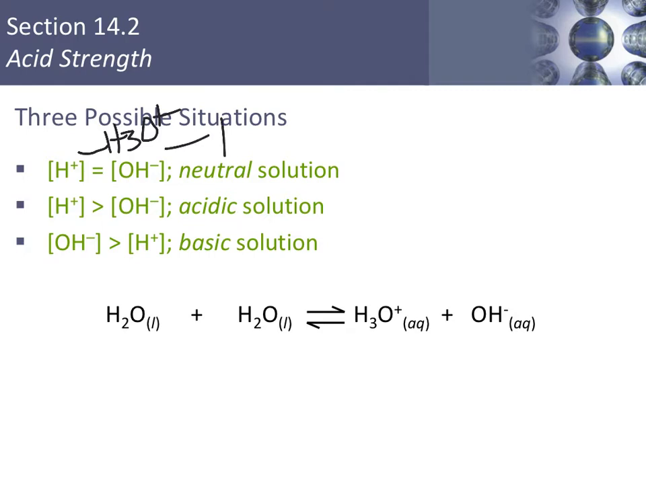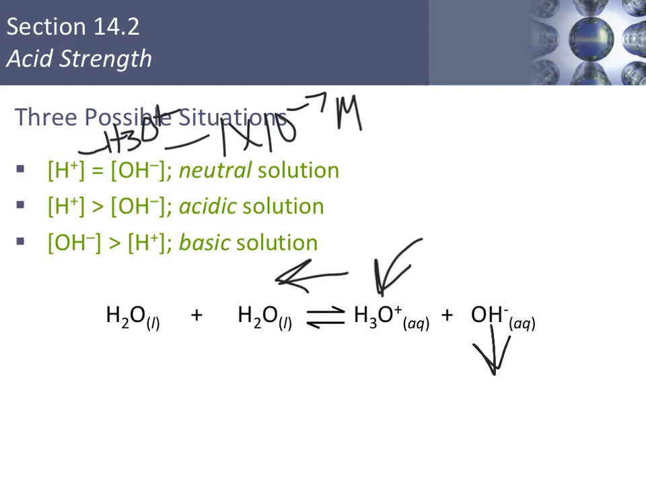That concentration is 1 times 10 to the negative 7th molar at 25 degrees Celsius. If you add an acid to water, you're going to have more hydrogen ion or hydronium ion than hydroxide. So you're adding hydronium, and so the reaction will shift to the left to react that hydronium. And in the process, it decreases the hydroxide ion concentration. So you have more hydronium or hydrogen ion than hydroxide.